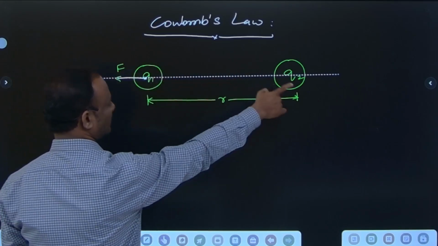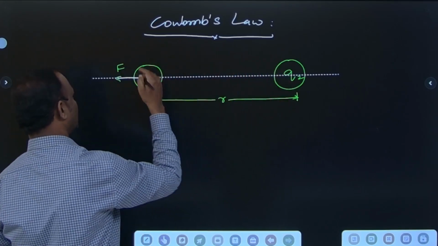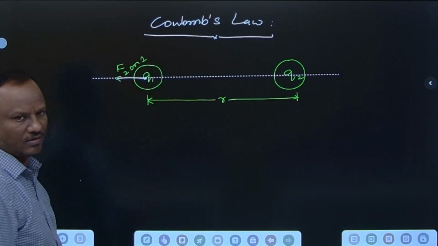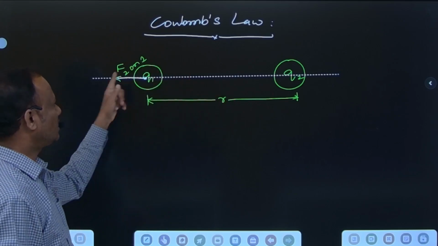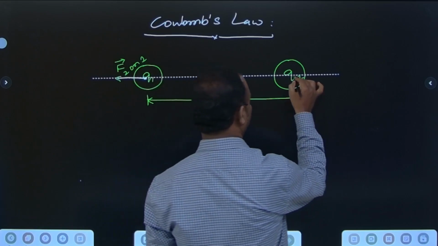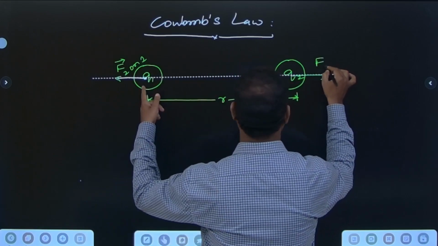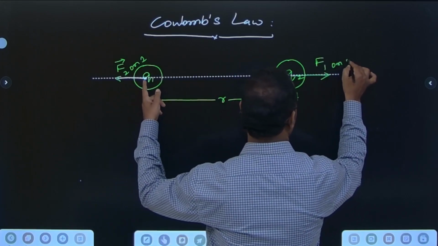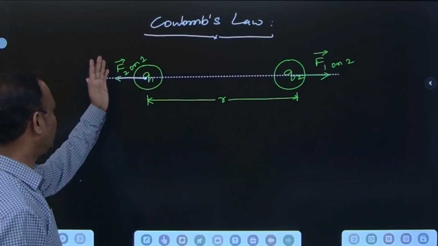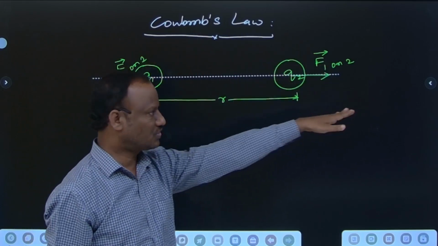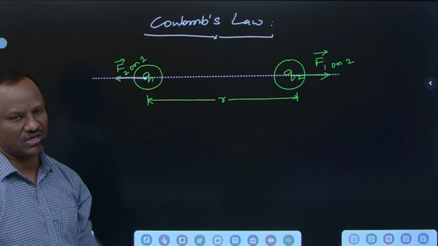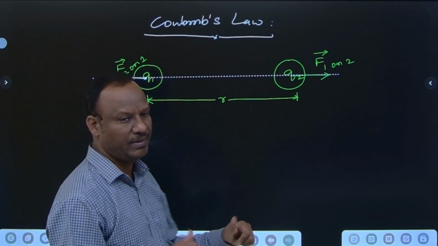This is the first charge and this is the second charge. The force acting by the second charge on the first charge, vectorially, is F21. Next, the force acting by the first charge on the second charge, vectorially, is F12. If they are like charges, the force is repulsive. If they are unlike charges, it will be attractive.